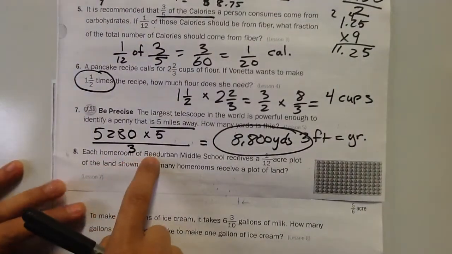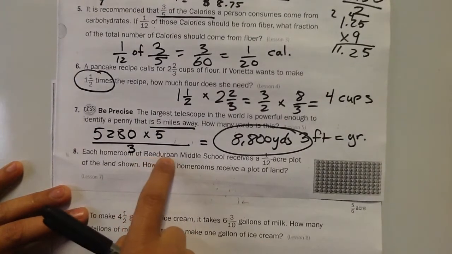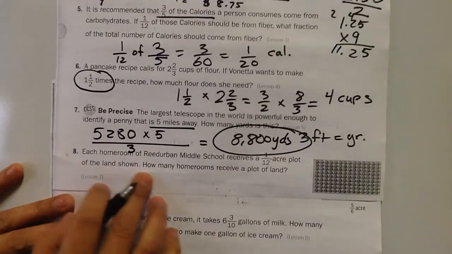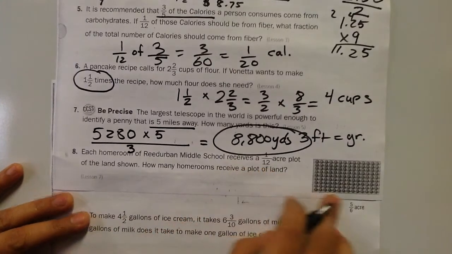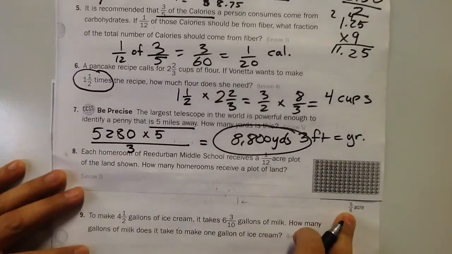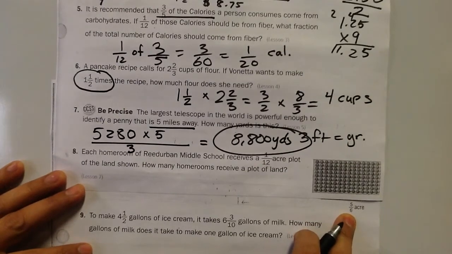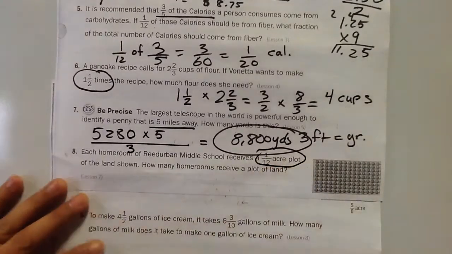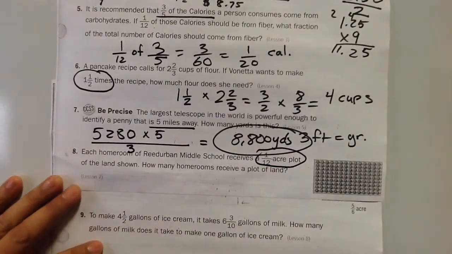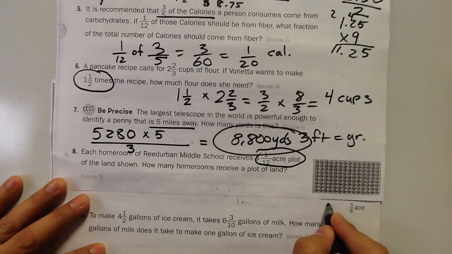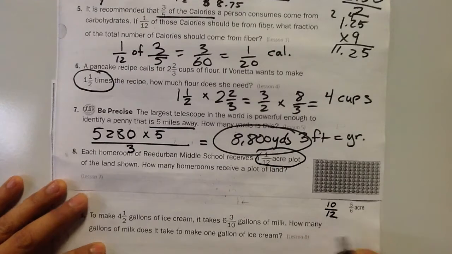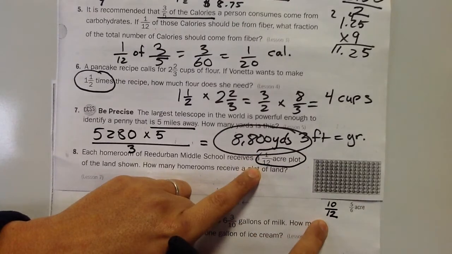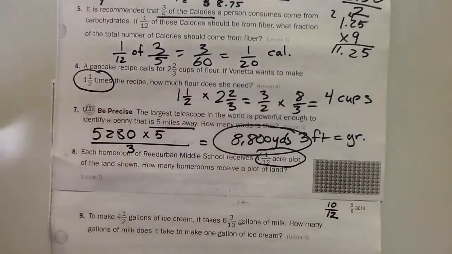Each homeroom in Reed Urban Middle School receives a 1/12 plot of land shown. How many homerooms received a plot of land? So here's the land, and I have 5/6 of an acre. Okay, and what we want to do is we're giving these out to classrooms, but each classroom can only get 1/12 of an acre. And so, what's really interesting is one kid in class did this. They said, well, I'm going to make this 12ths. So they made that into 10/12. And what's interesting is that when you do that, you can see, well, there's 10 1/12 in this amount. That would be one way of doing it.